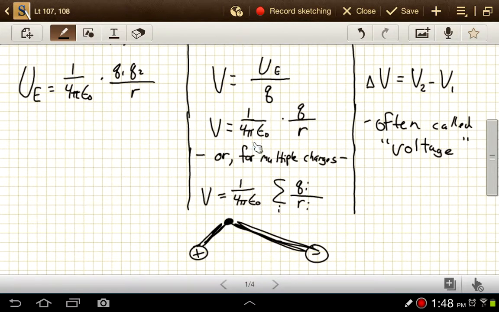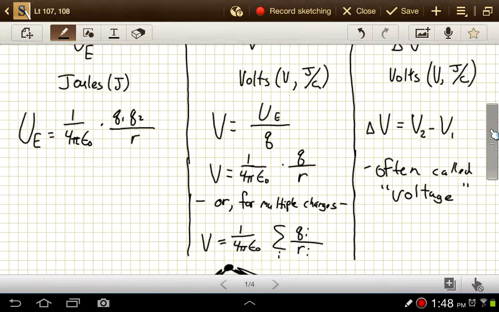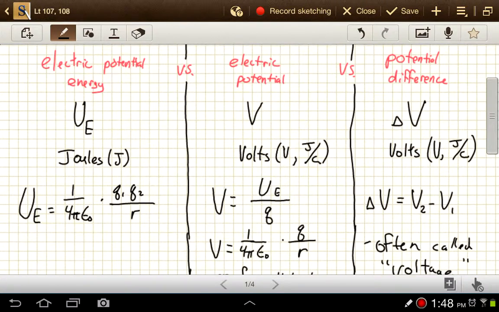The 1 over 4 pi epsilon naught, that's a constant, so we can factor that out of every term. And then this is just saying add together all the different Q over R terms that are involved in this problem. So the charge for this divided by this distance, plus the charge for this divided by this distance, add those together, and then multiply by 1 over 4 pi epsilon naught, and we get our total potential difference. Sorry, total electric potential. You see, I already made that mistake. Potential difference is our next one.